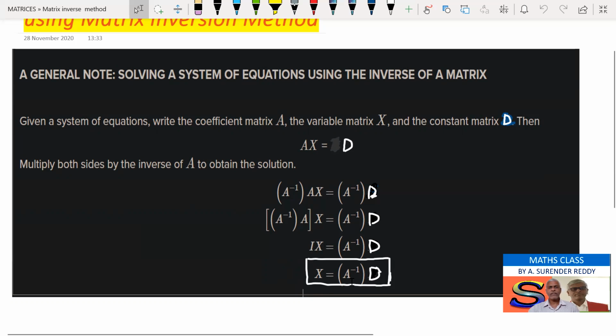So we get X is equal to A inverse D. What is X? Is the variable matrix. So the variable matrix XYZ is the required solution. So the solution for this system of equations is X. That will be A inverse into D. The product of A inverse and D, the constant matrix, will give the solution for this system of simultaneous equations.